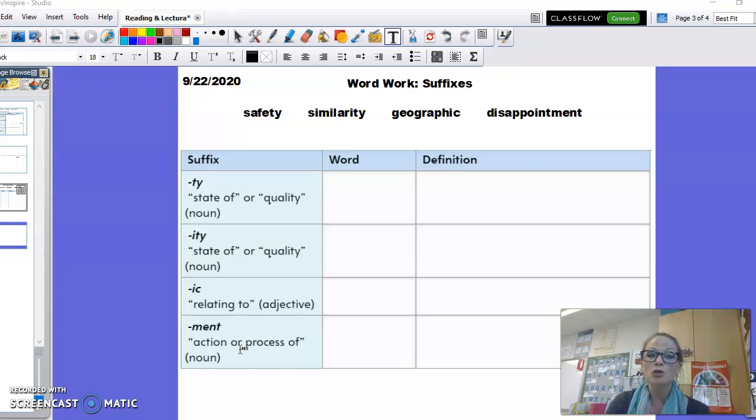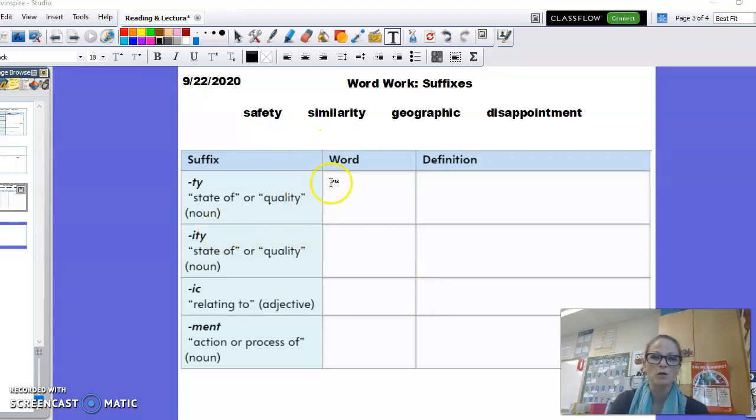I would like for you to pause this video, and I'd like for you to make this chart, all right? And then we're going to work together to fill in the words and write their definition. So go ahead and pause the video, create this chart, make sure you put what the suffixes mean, and then we'll complete the chart together. All right, hopefully you have paused and created this chart.